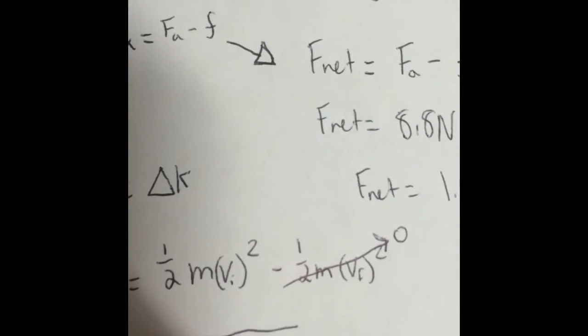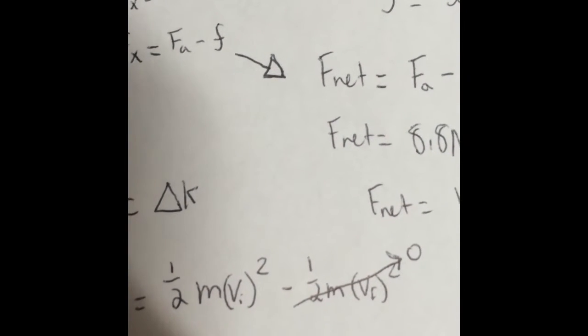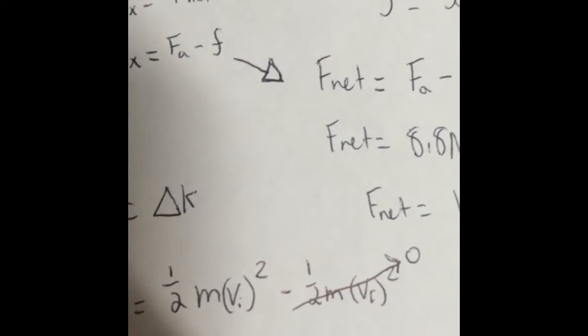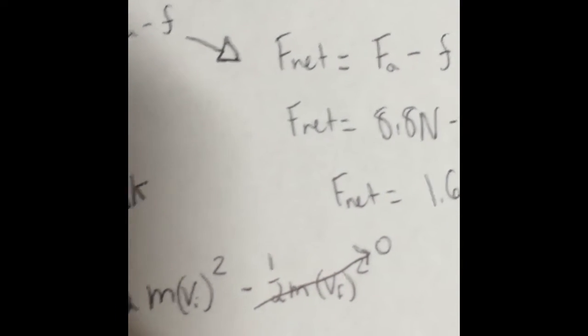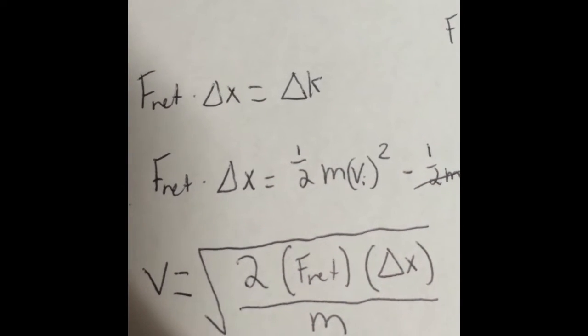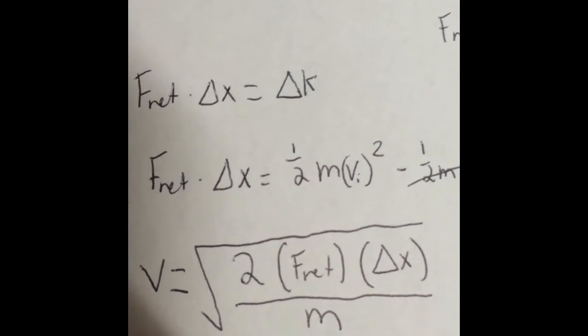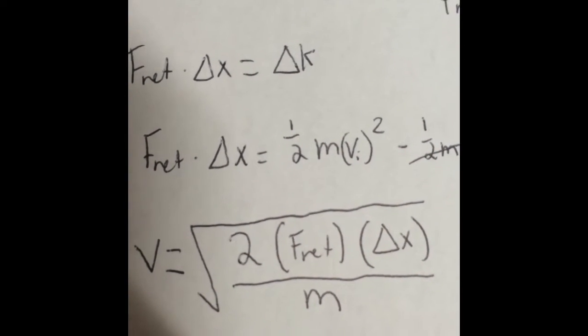In the change in kinetic energy, the initial velocity is actually a number, whereas the final velocity is 0 because it slows to a stop. So we just need to find the initial velocity. We have F net, we have delta x, and we have the mass, so all we have to do is solve for the velocity by rearranging the variables.